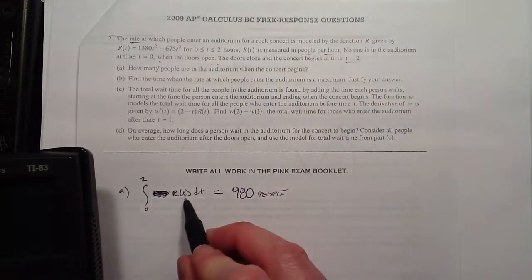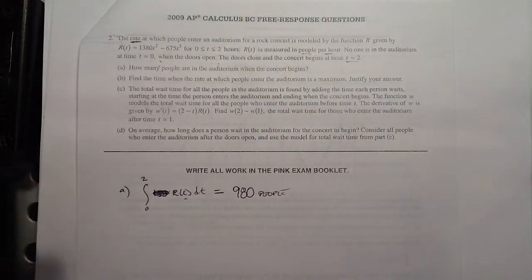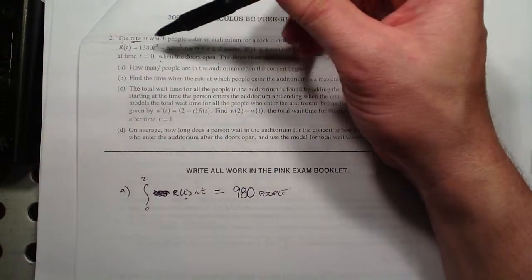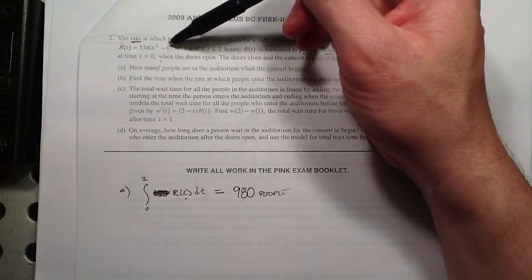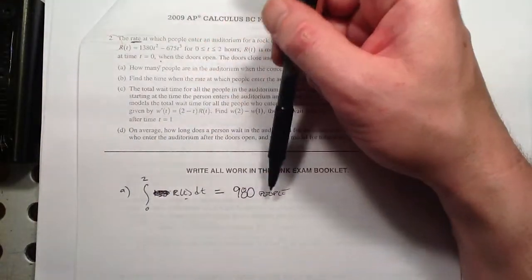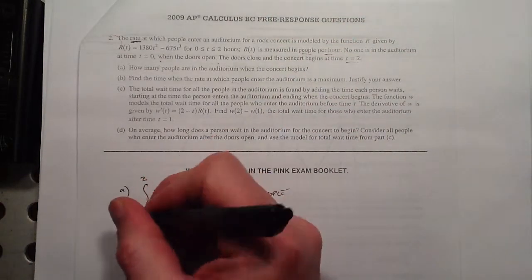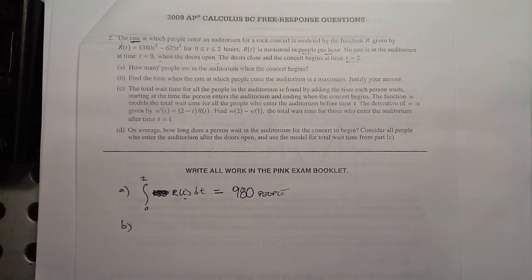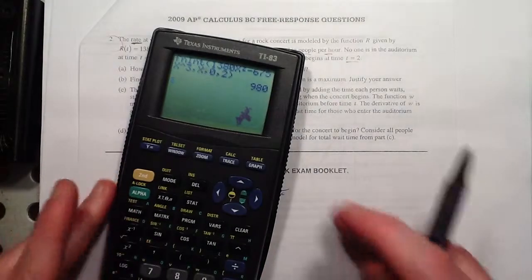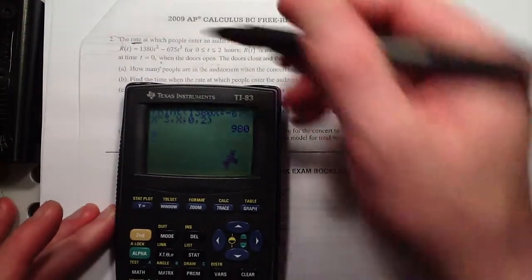Integral over rate gives us the amount of stuff, the amount of change. Now, if there had been 20 people in there to start with, this would be the amount of change, so it would add the 980 to that. But they said there's no people there, so it's actually 980. Okay? Find the time when the rate at which people enter the auditorium is a maximum. Justify your answer.